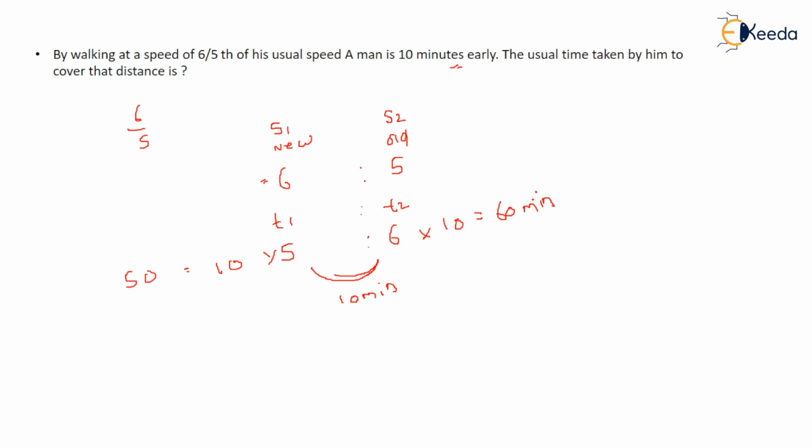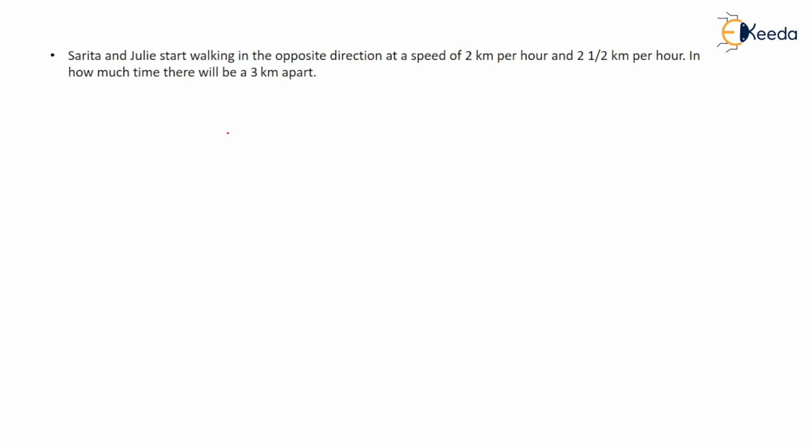Simple, simple, right? You will find it very interesting once you start solving it, and once you understand the concept, everything becomes very simple in aptitude. Okay, there are two people, Sarita and Julie, who start walking in opposite directions at speeds of 2 km per hour and 2.5 km per hour. In how much time will they be 3 km apart?